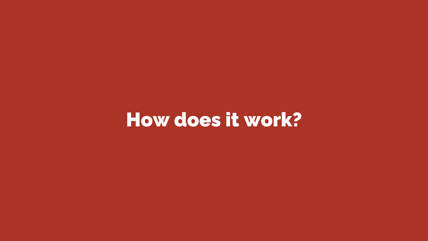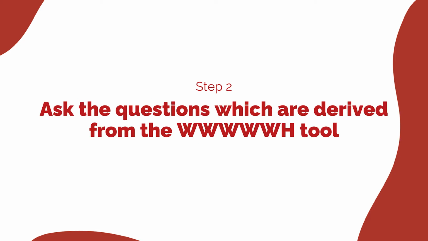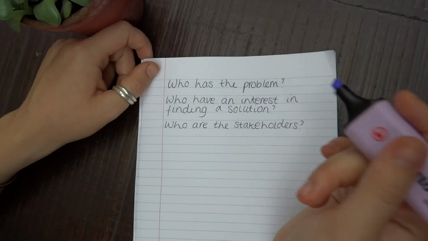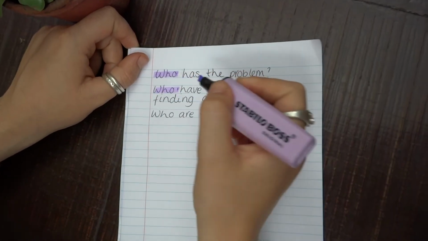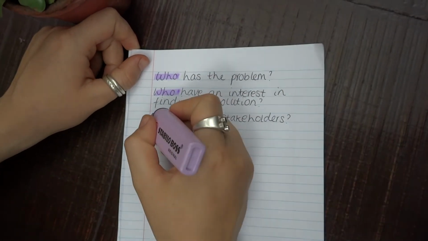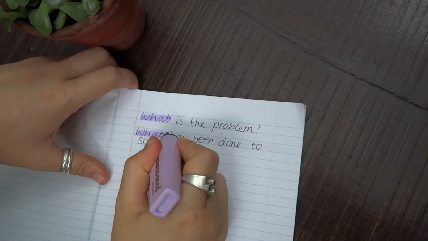So, how to use this method? Step 1 is shortly define the problem or draft a design brief. Then you ask yourself a sum of questions which are derived from the 5xWH tool. For who, you can ask questions like who has the problem, who is interested in finding a solution, and who are the stakeholders. For what, you can ask what is the problem, what has been done to solve it.